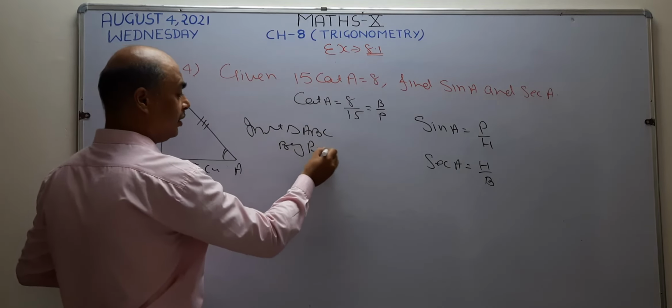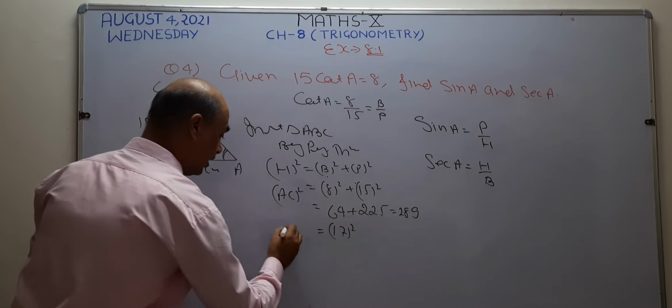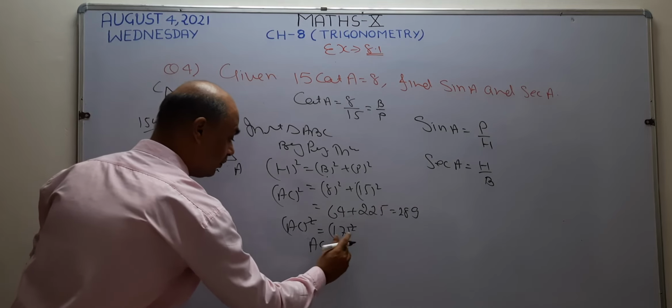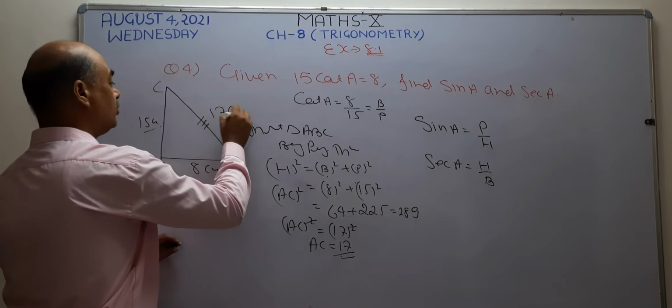Now the square of 8 is 64. The square of 15 is 225. So this becomes 5 plus 4 is 9, 2 plus 4 is 6, 2 plus 2 is 4... 289. Now 289 is the square of 17. So here AC square equals 17 square. This square is cancelled with the square. So AC becomes 17. So the hypotenuse of this triangle becomes 17 centimeter.